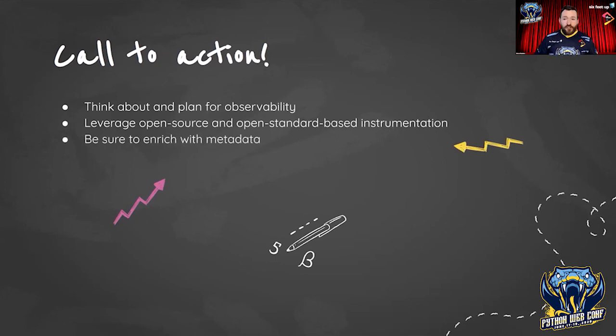Be sure to enrich your data with metadata. So sure, in the case of distributed tracing, you get RED metrics for free, but things like what region is this thing running in? What's its build version number? Some of these are language specific, but even things like garbage collection metrics could actually be tacked onto span information. So the more that you enrich, the more questions you can ask of your data.